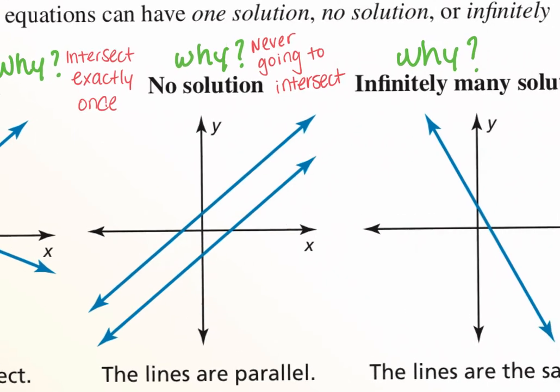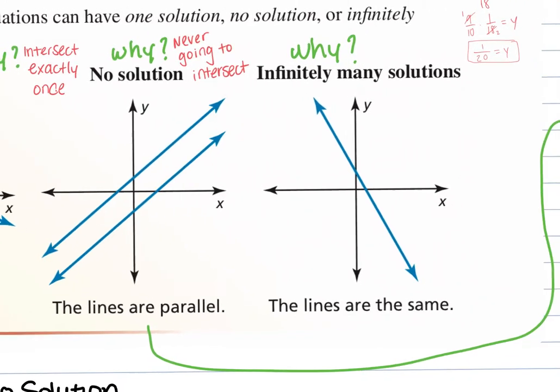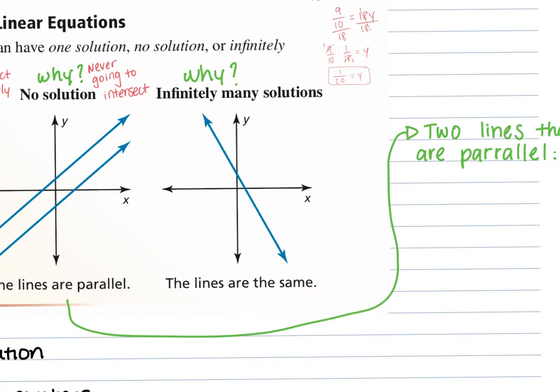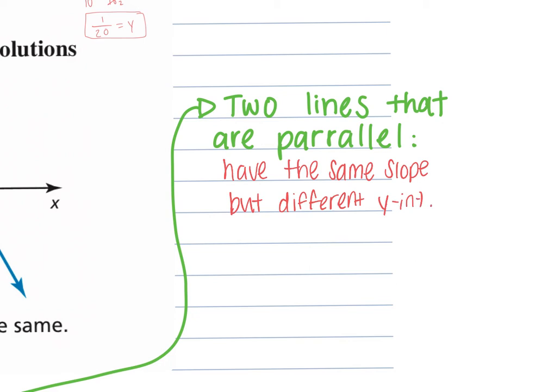Okay, now we have a name for these kinds of lines, and the name is parallel. So these lines are parallel, and one thing that I want you to know about parallel lines is that they have the same slope, but different y-intercepts, okay? So in y equals mx plus b form, their m's are the same, their slopes are the same, but their y-intercepts are different, okay?